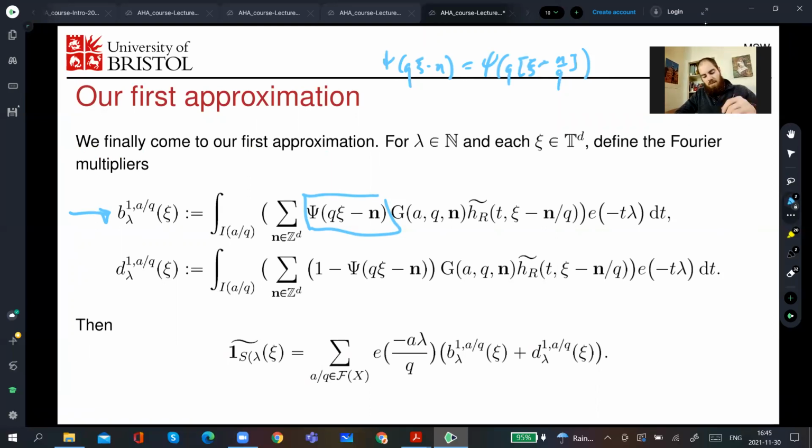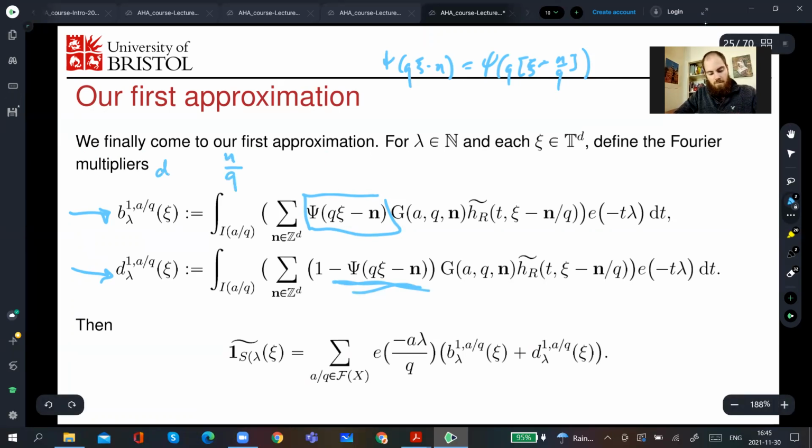And everything else is this remainder, this difference D. Now this is an infinite sum. I'm summing over all the lattice points that are not close to c. Right? So my dual lattice is the frequencies n over q. And I pick out the n over q that's closest to c. I throw it in B. And I throw everything else into D, into the difference.